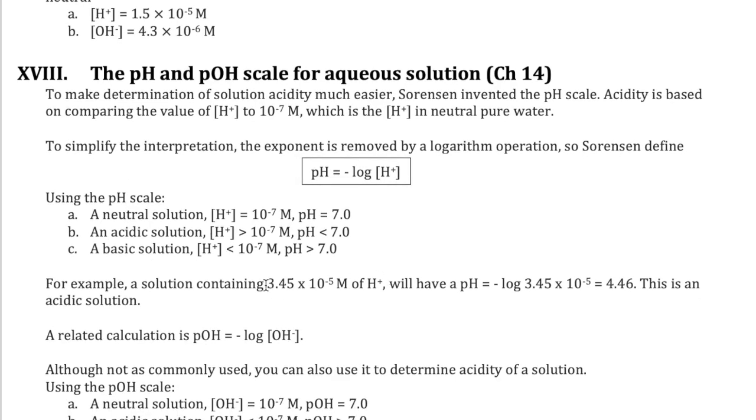So here's a quick example. Let's say your solution has a concentration of H+ being 3.45 times 10^-5. If you want to know what kind of solution you have there, all you need to do is calculate the pH, which is just the negative log of that number, 3.45 times 10^-5. And what you'll get is 4.46 if you plug that into your calculator, and 4.46 is less than 7, so that's going to be an acidic solution.